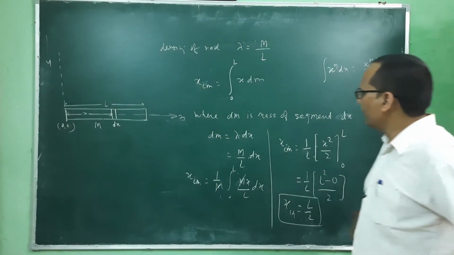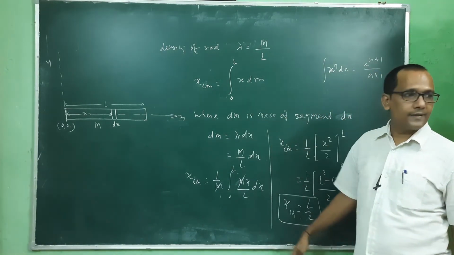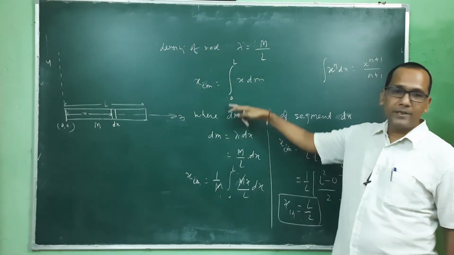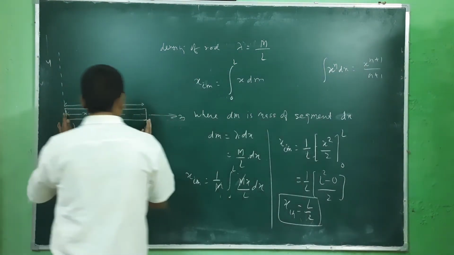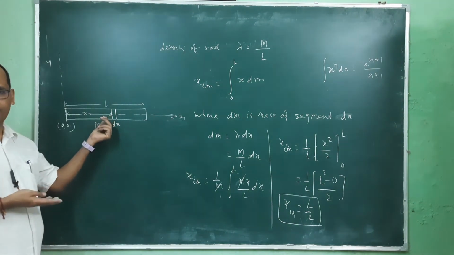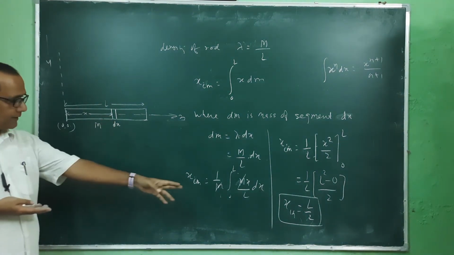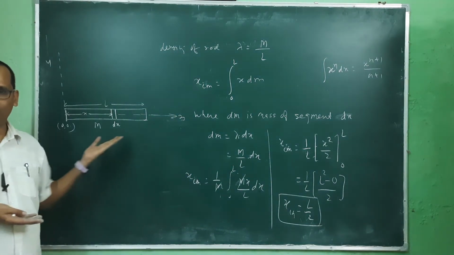So what we did, we calculated this dm in its position and integrated it using the proper limits of the system, and we got the center of mass. And we know that if this is a rod and the rod is uniform, then the center of mass will be at the center, and that is L by 2. So by using this calculation method, we have proved the same.